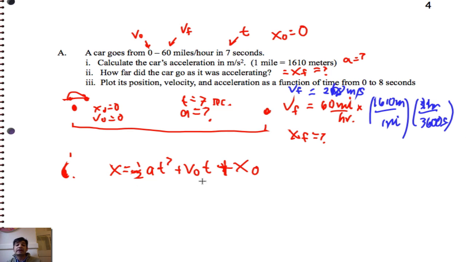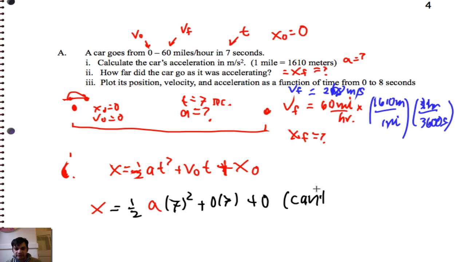So we have x equals 1/2 a t squared plus v naught t plus x naught, and I'm just going to plug in these numbers. We don't know x final, and we don't have a. Let me plug in the rest of the numbers that we do have. We have 1/2 a times 7 squared plus 0 times 7 plus 0. When we look at this equation, we've got 2 unknowns, so right now we can't use this equation.